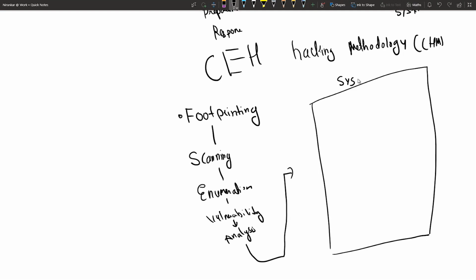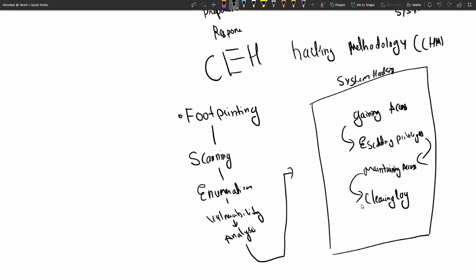So after this, we go with system hacking. System hacking has gaining access, escalating privileges, maintaining access, and clearing logs. So this is about the system hacking part that we'll see. So this is the CEH hacking methodology.